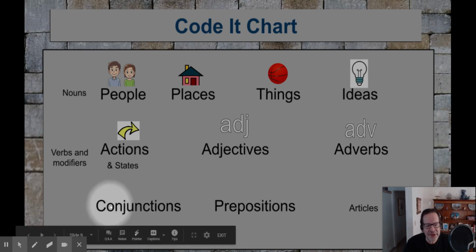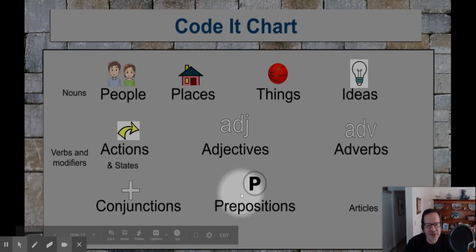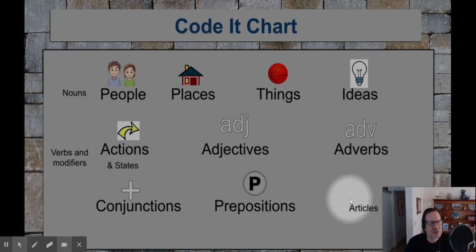Our final line, we have conjunctions, which we'll indicate with a plus sign, and prepositions, for which we'll use a P and a little circle. Now, we also have articles which won't have a code. Articles are weak adjectives. They give a little more information about a noun or a pronoun, but not a lot.